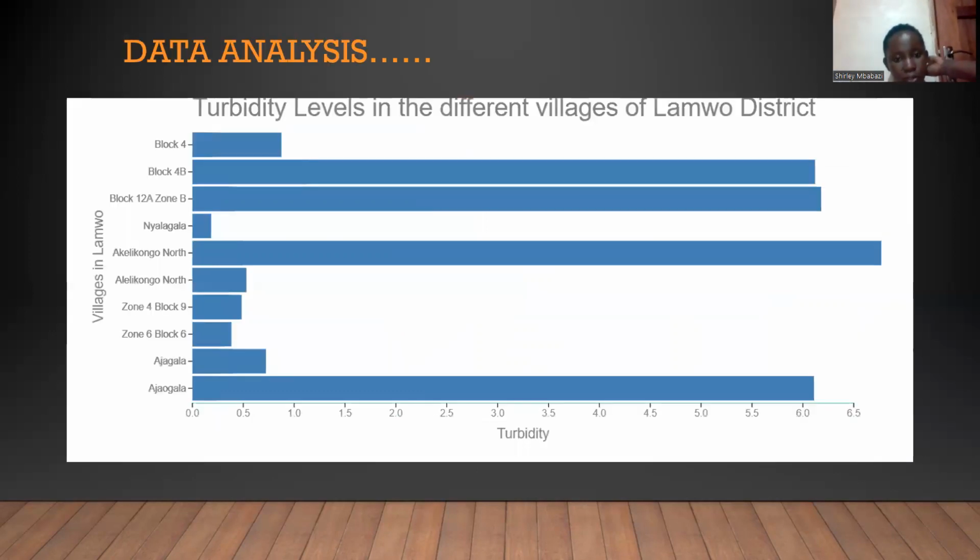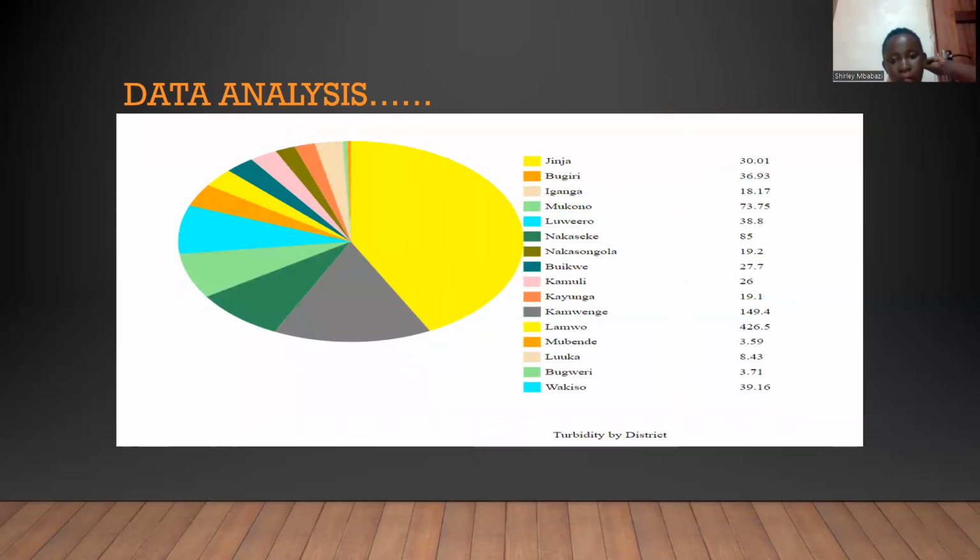But like I said, due to time, not all of the visualizations were done here. But from what I can tell, districts like Lamu, Mukono and Kamwenge have water sources that are not really healthy for the people in those areas, and they need to be worked on to provide water sources to them.